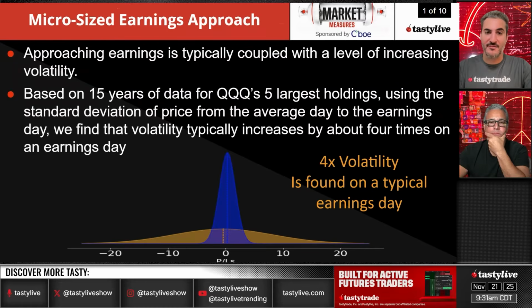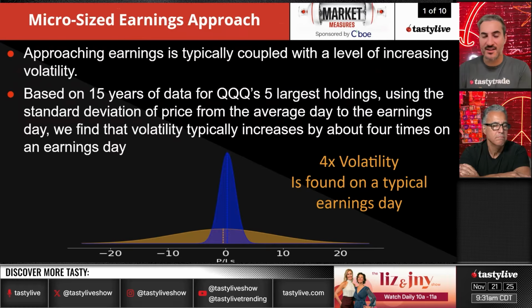When you have these binary events, volatility is going to be a multiple of what you typically see in the market as a whole. When you're looking at Apple going into earnings, it is very high relative to the rest of the market volatility.